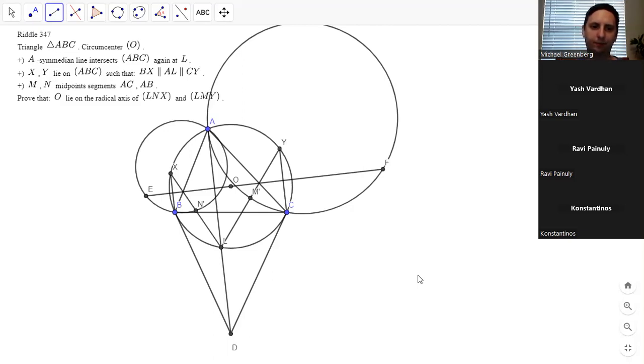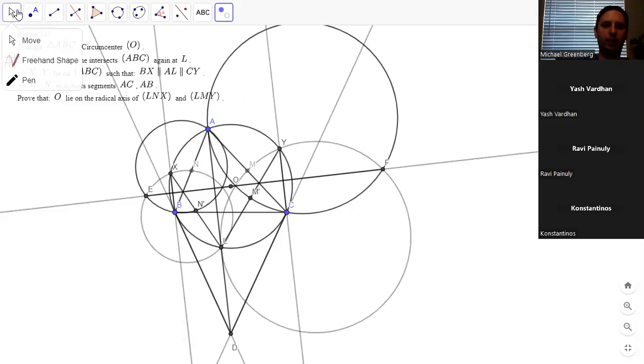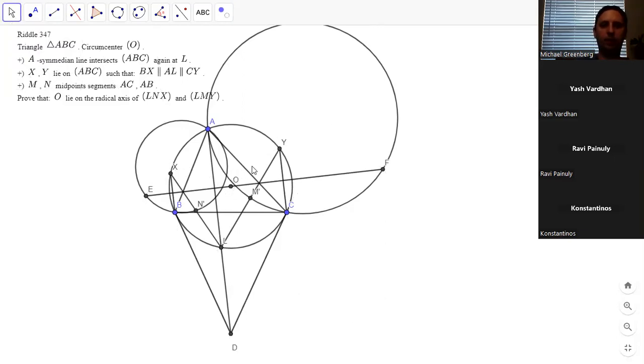Yeah, well, do we need M and N? Because, well, what will we do? Once we do that, we can prove that N prime is the midpoint of XL, and we can prove that M prime is the midpoint of YL. It's not too hard to prove because it's just true by symmetry. Since N is the midpoint of AB, N prime is the midpoint of XL. And once we do that, we can hide N and M.